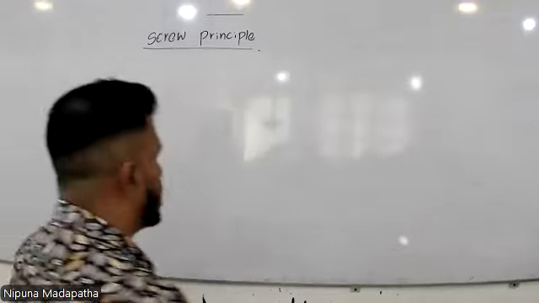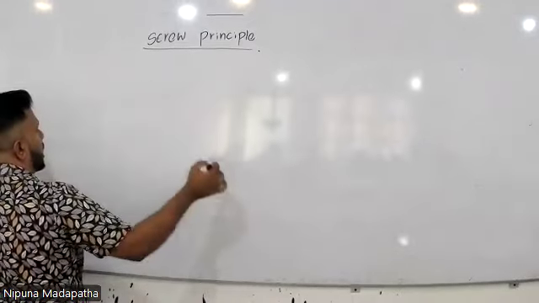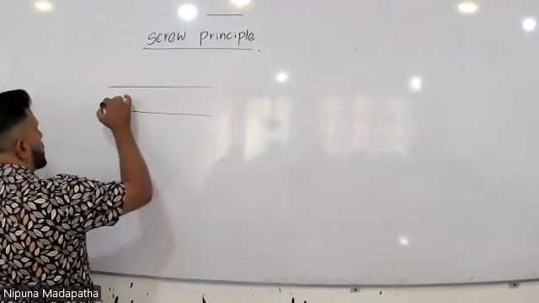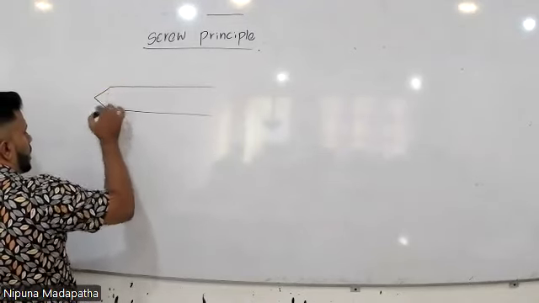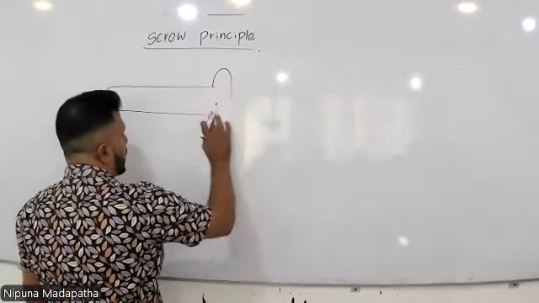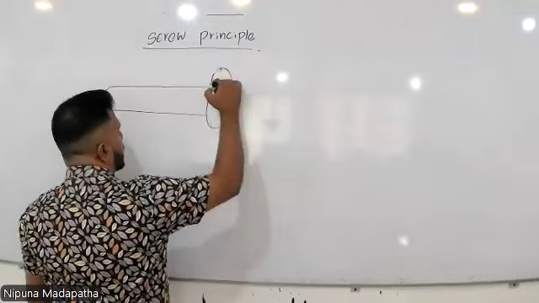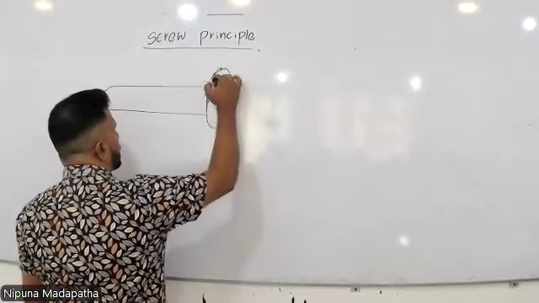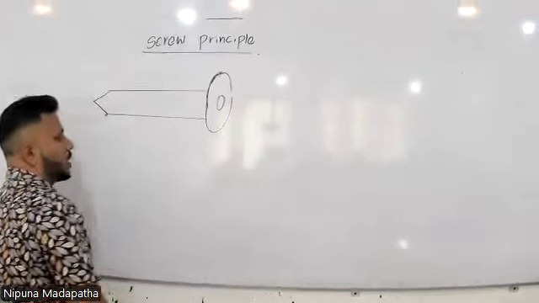So I think all of you have seen what a screw looks like. Suppose this is a screw. It has a tip at one end, and at the other end it has a head. And what else does it have?